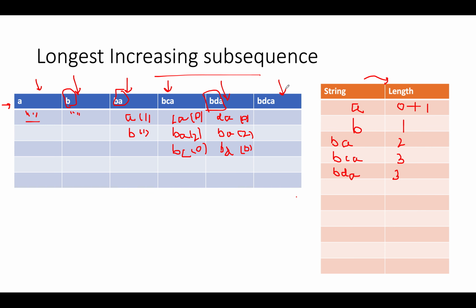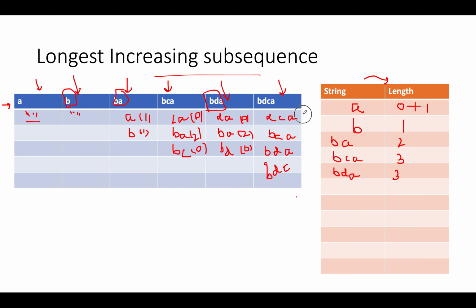Let's shoot for the last iteration. We have BDCA. So let's just generate the predecessors of BDCA. The first one being DCA. So we have DCA. The second one being BCA. The third one being BDA. And the fourth one being BDC.